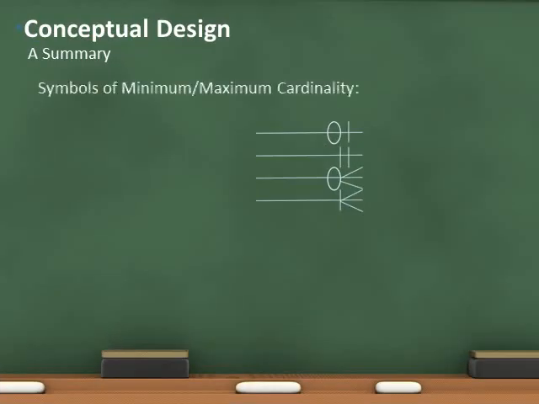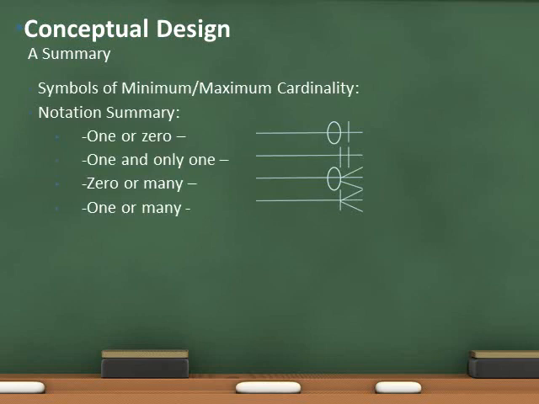So here are the symbols of minimum and maximum cardinality. 1 or 0 is indicated by a circle for 0 and a bar for 1. 1 and only 1 is indicated by 2 bars. 0 or many is indicated by 1 circle and a crow's foot, while 1 or many is indicated by 1 bar and a crow's foot.